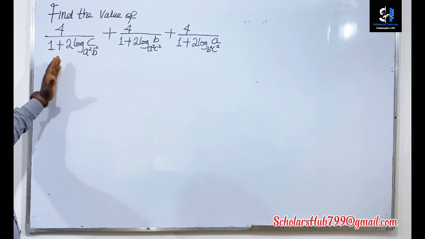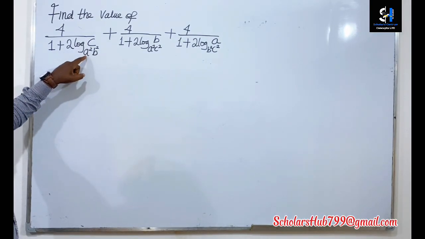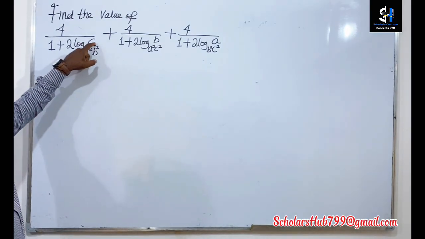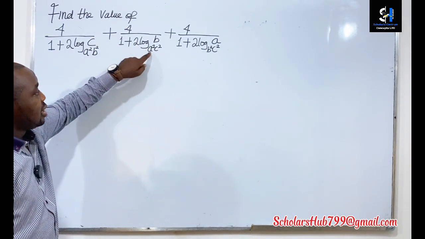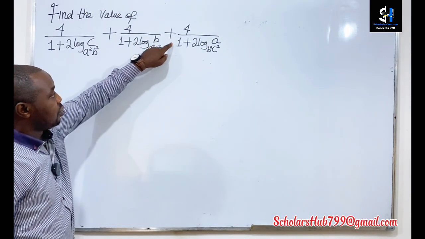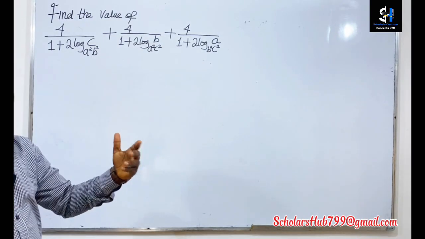Let's find the value of 4 divided by 1 plus 2 log to base a squared b squared of c, plus 4 divided by 1 plus 2 log to base a squared c squared of b, plus 4 divided by 1 plus 2 log to base b squared c squared of a.